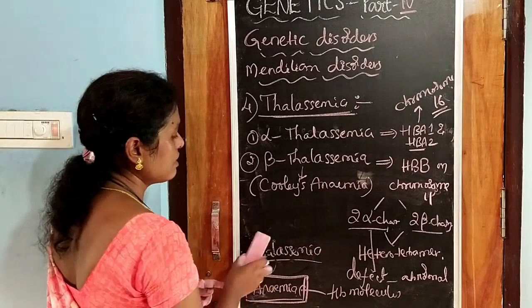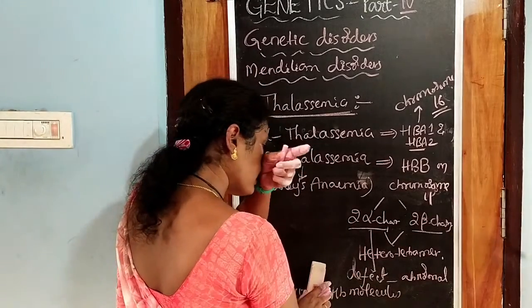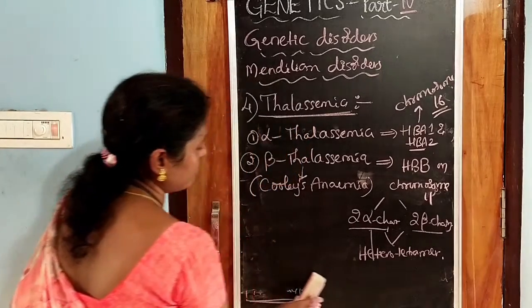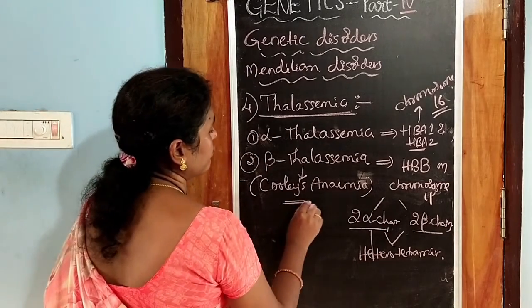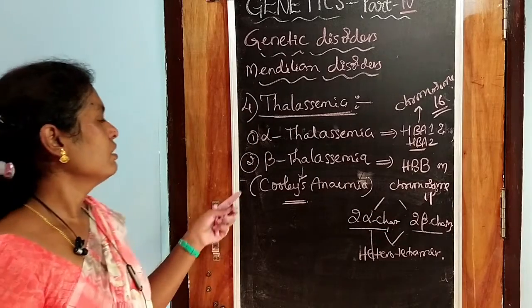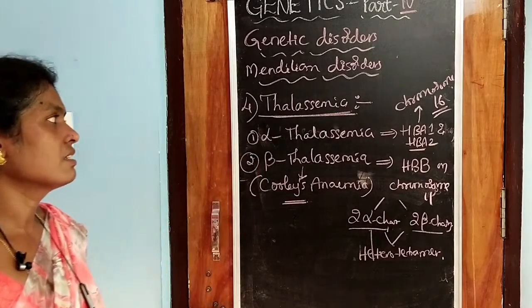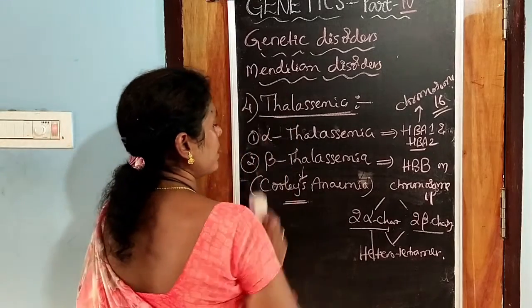The most common type of thalassemia is the beta thalassemia. So this is about thalassemia: alpha thalassemia and beta thalassemia. And now coming to the next one, which is color blindness.